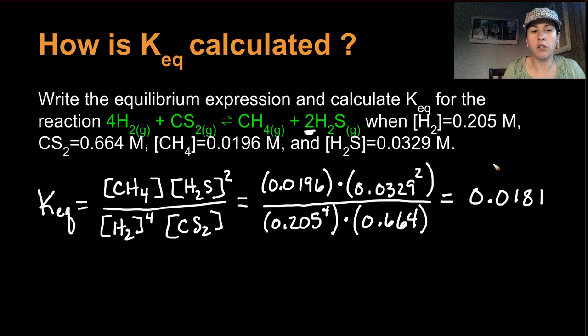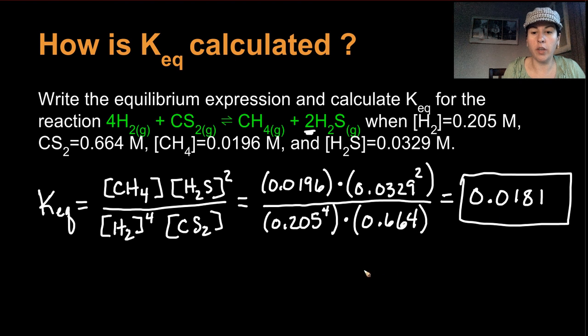Each one of these had 3 sig figs to start with, so we're going to have that at the end. The interesting thing about KEQ is it does not have any units associated with it because all of our units that were in molarity ended up canceling. And so we don't represent this with units because it's also a ratio.